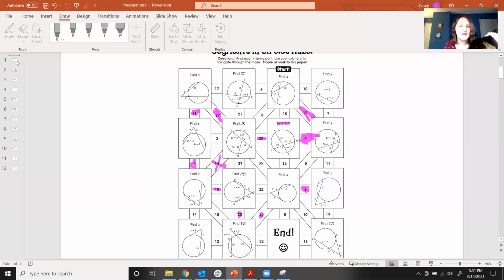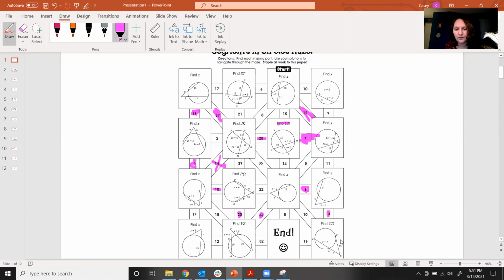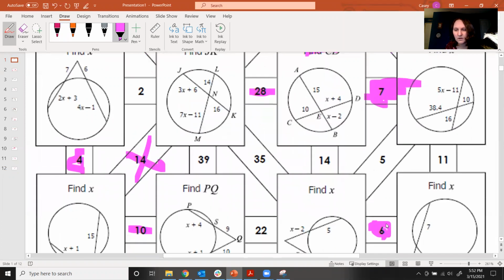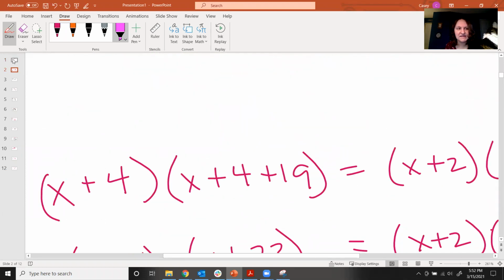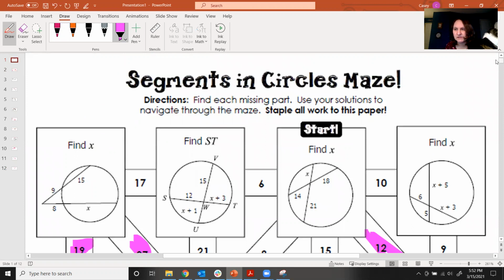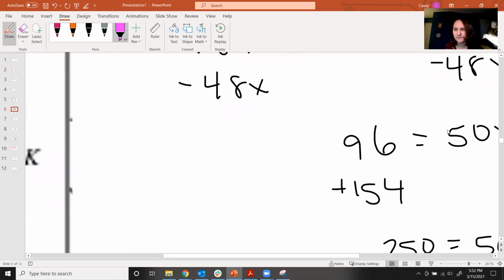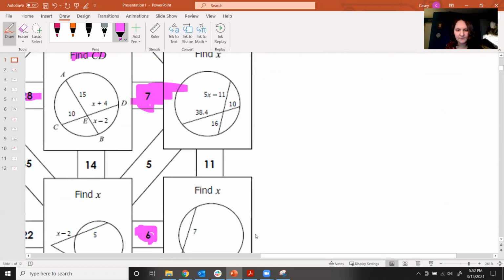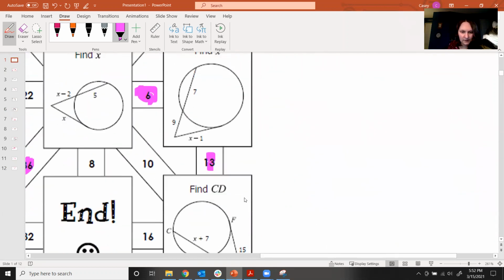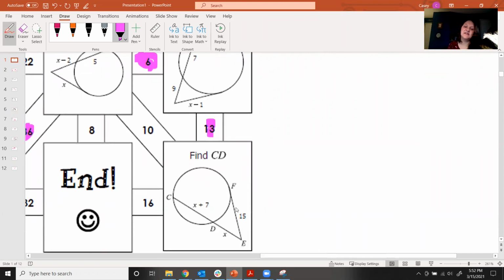Okay, so we go to our maze. And 13. Okay, we are almost there. We have one more problem to solve. We want to find the length of CD. Oh my goodness, my PowerPoint doesn't like me today. There it is. Let's find the length of CD.